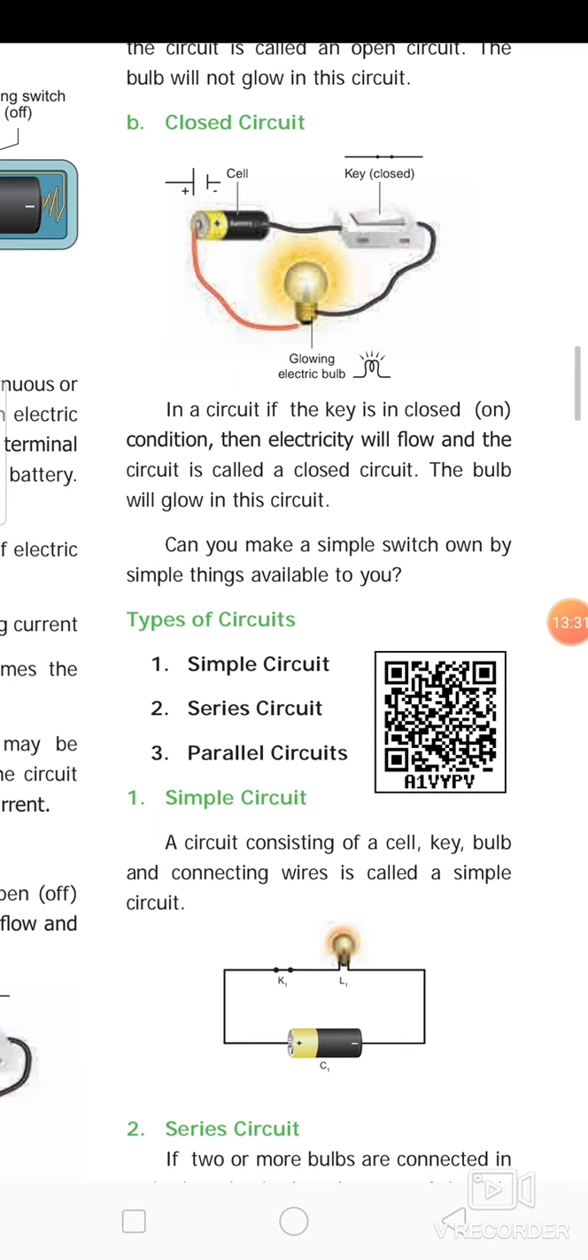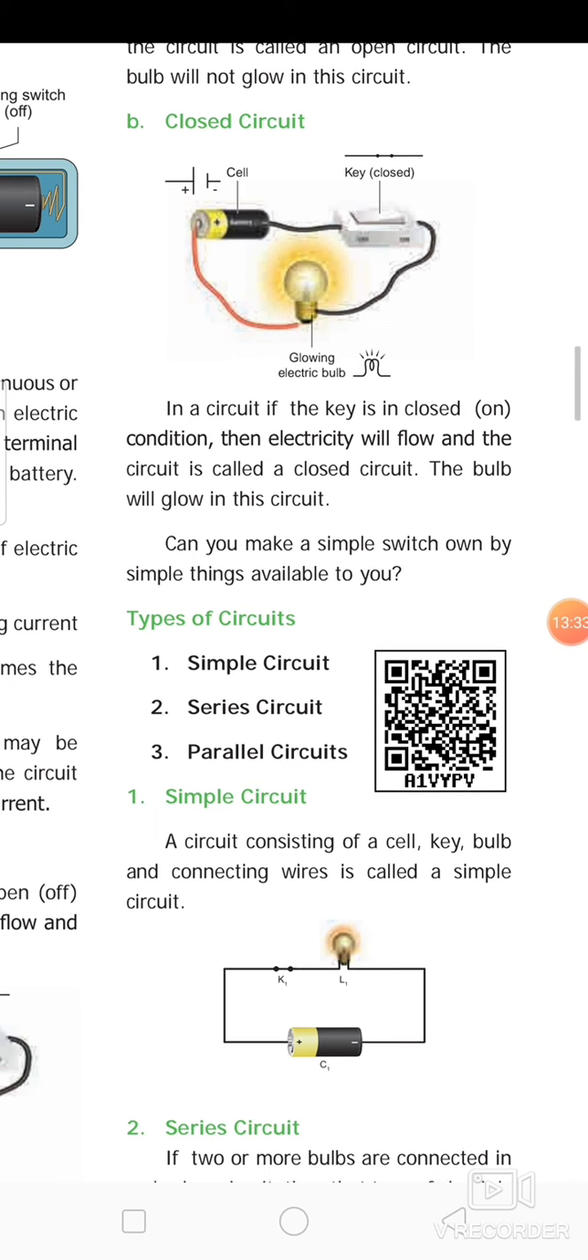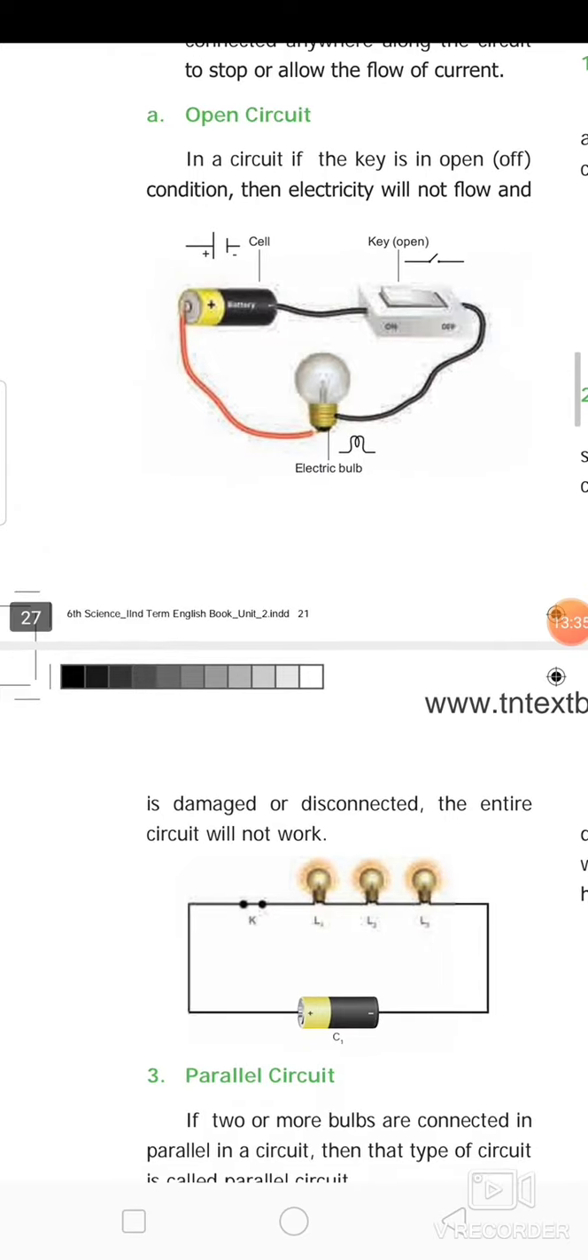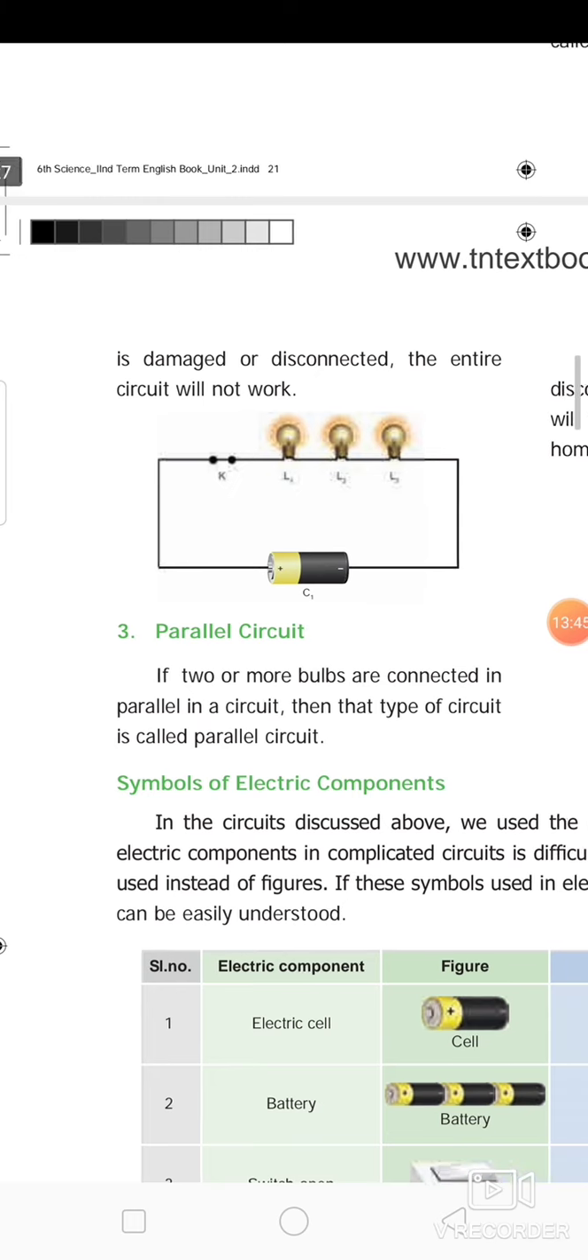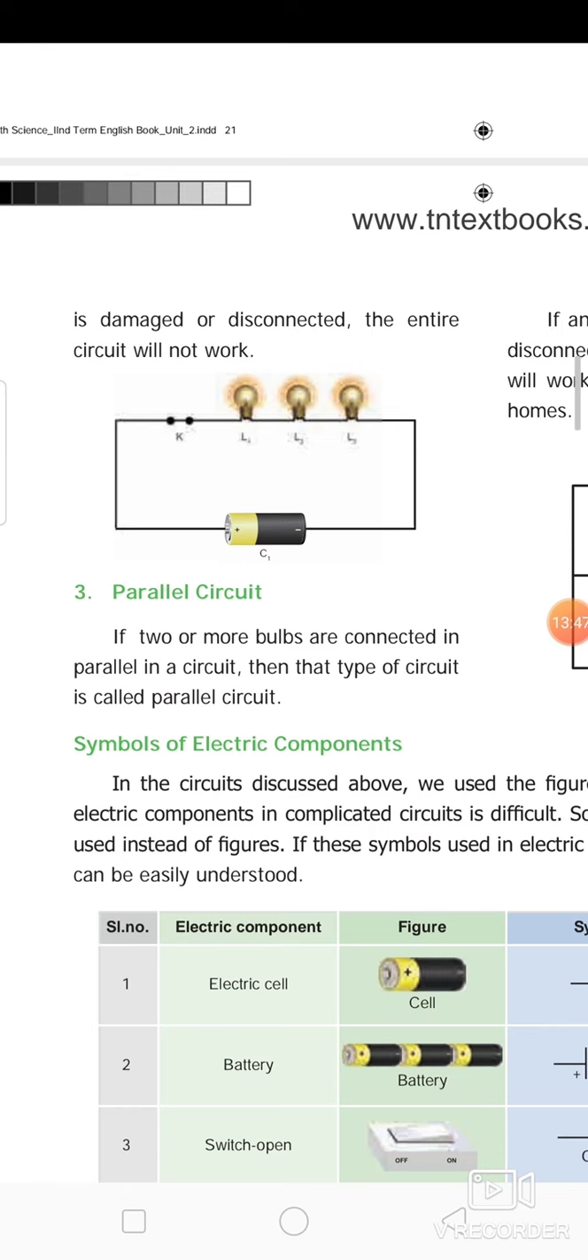Next is series circuit. If two or more bulbs are connected in series, then that type of circuit is called series circuit. If any one of the bulb is damaged or disconnected, the entire circuit will not work. You will learn about this till your 12th standard. So at this 6th standard, it is sufficient and enough for you. If any one thing is damaged or disconnected, the entire circuit will not work. This is all about series circuit in your 6th standard.